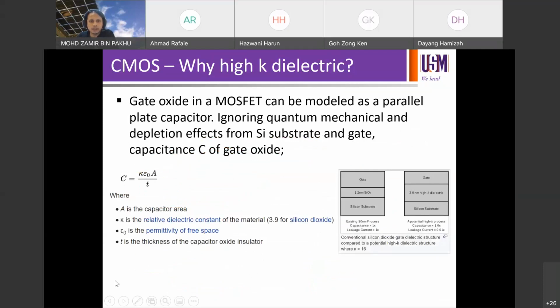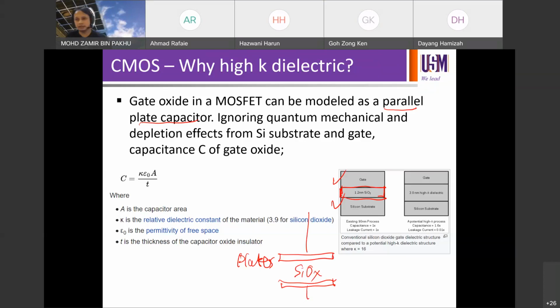The gate oxide in a MOSFET can be modeled as a parallel plate capacitor. You learned about capacitors last time. You essentially have two metal plates, and then you have a space in between. And this space is represented by the gate oxide. If you look at the capacitance that you learned last time, you have two parallel plates, and then you have nothing in between, for example. This is illustrating the gate oxide. So you can model it as this configuration.